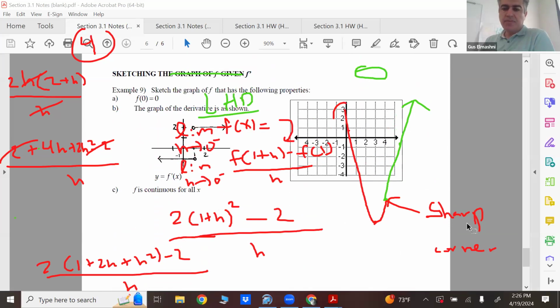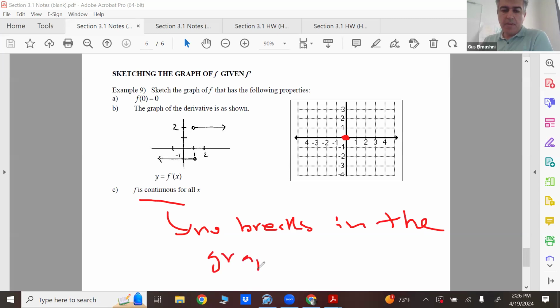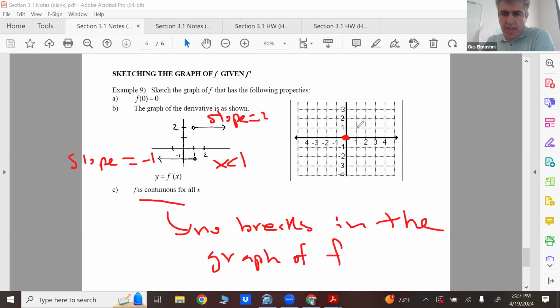Okay, last one here, just to close the loop. F is continuous. There's no breaks. In the graph of f, this is a slope of 2. Slope of -1, and this happens at 1. So the slope is -1 when x is less than 1. So it's going to look kind of like this. And the slope is 2.